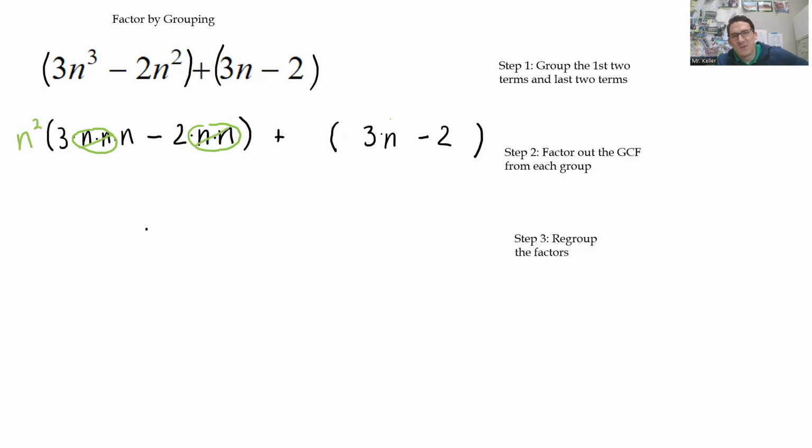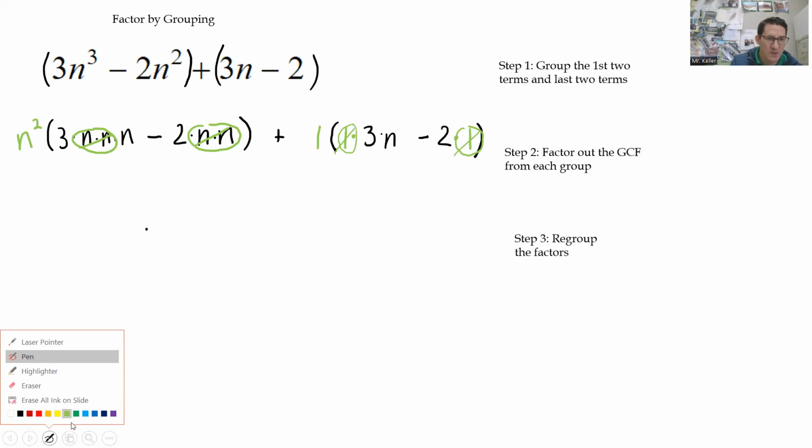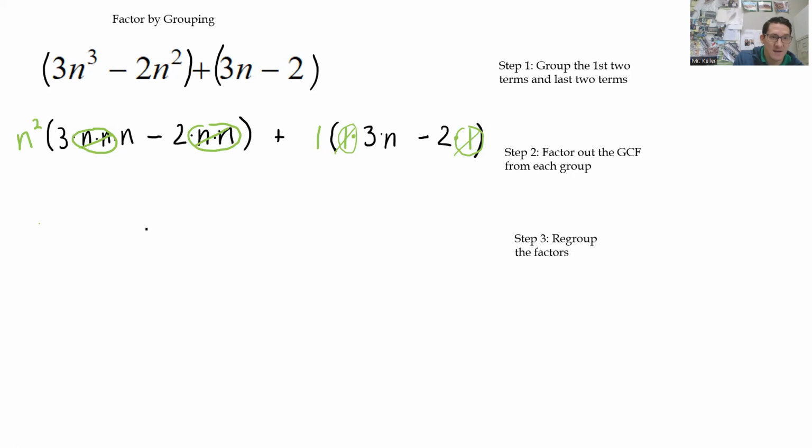On this second group, this one's a little tricky. They don't have anything in common, a 3 and a 2. But if they don't have anything in common, we can multiply both these by 1, and then take out a 1 that they have in common. Right, so if they don't have anything, we're going to take out a 1 that they would have in common. And then we regroup things. On the outside, I'll keep this green, so I have n squared and then a plus 1.